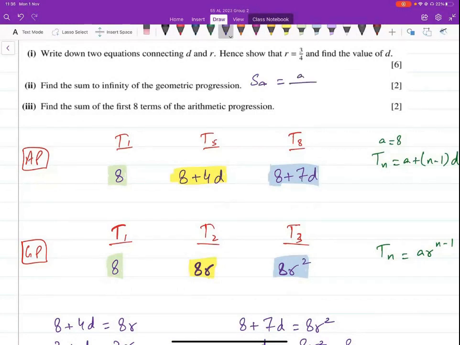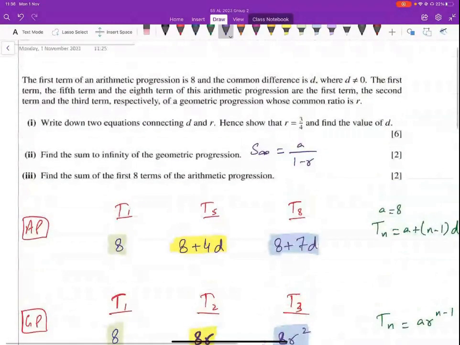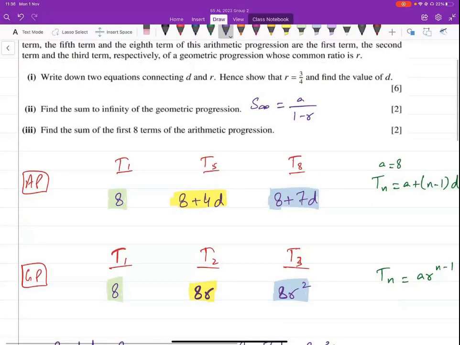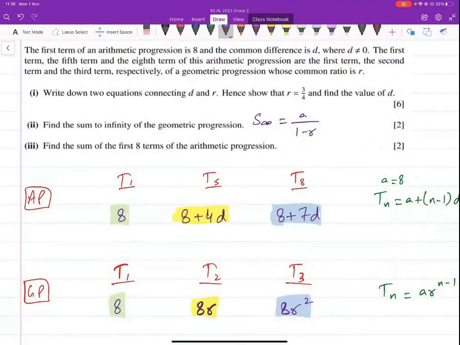It's A over 1 minus R. We already have the value of A. A was 8. R is also given, that's 3 over 4. We just have to apply the formula. There's nothing really complicated there. So इसके अंदर values input करनी है, right?